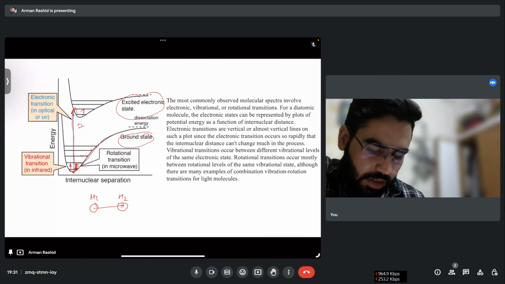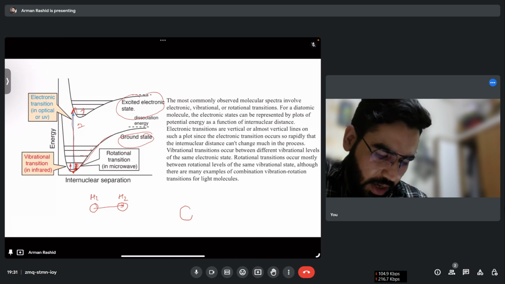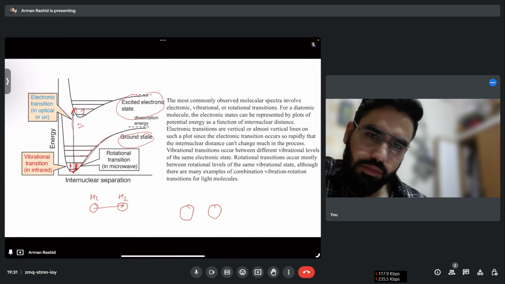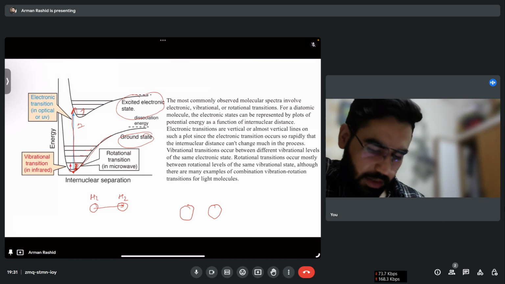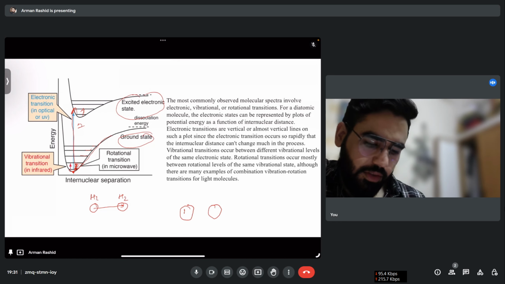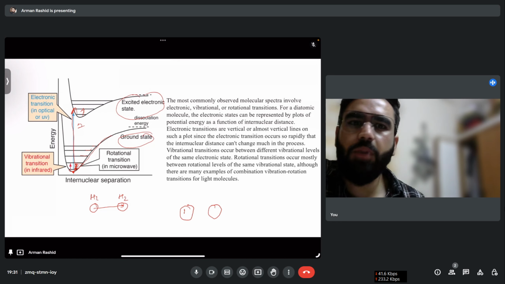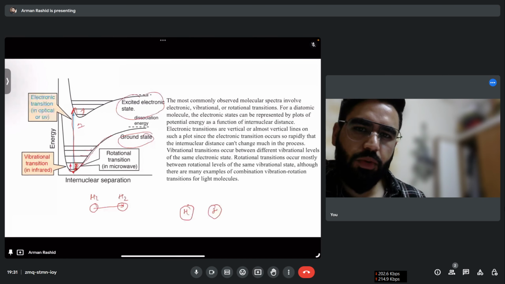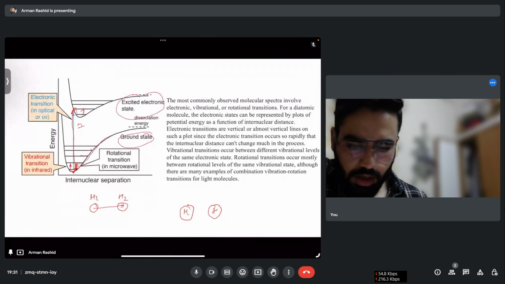For example, I will simply show you. If we have two hydrogen atoms, H and H, you might have heard that we create two molecular orbitals. Out of two atomic orbitals we can create two molecular orbitals.